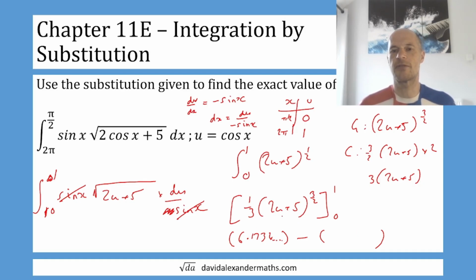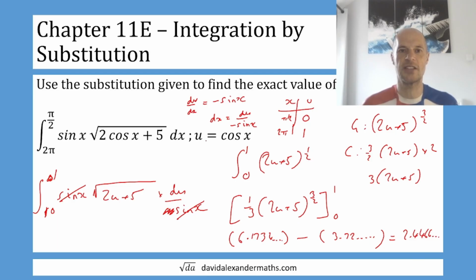Let's put 0 through the function as well. So 2 times 0 is 0, plus 5 is 5. 5 to the 3 over 2 divided by 3, that is 3.72. And by subtracting the 3.72 from the 6.1734, I get a final answer of 2.4466. You can round it however you want, unless it's stated in the question how they want it rounded.